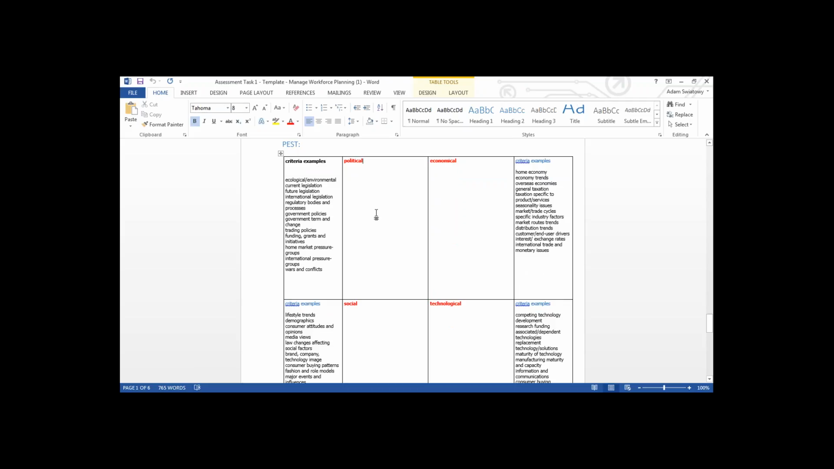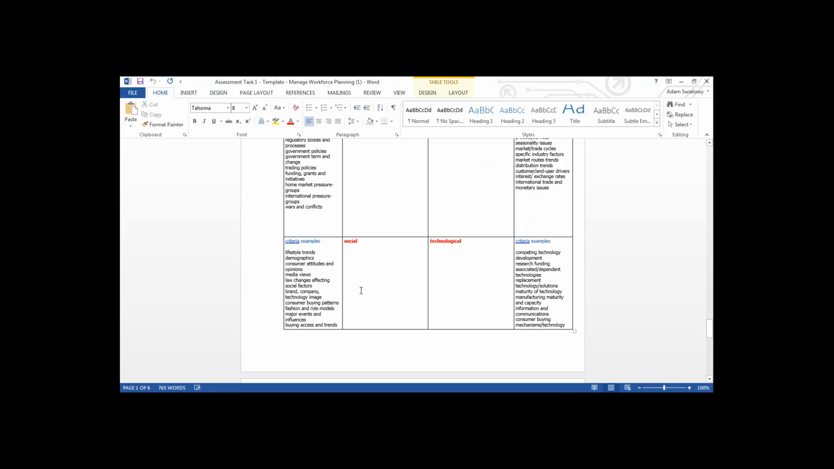So when we're talking about political, we might be looking at things like future legislation or any regulatory bodies and processes that might have something to do with what we're trying to achieve as part of our strategic direction. The economical factors might be relating to things like home economy, economy trends, overseas economies. Could be relating to general taxation, specific to a particular product or service. So are there any economical factors that might affect what you are trying to achieve, whether it's a new product or service moving forward?